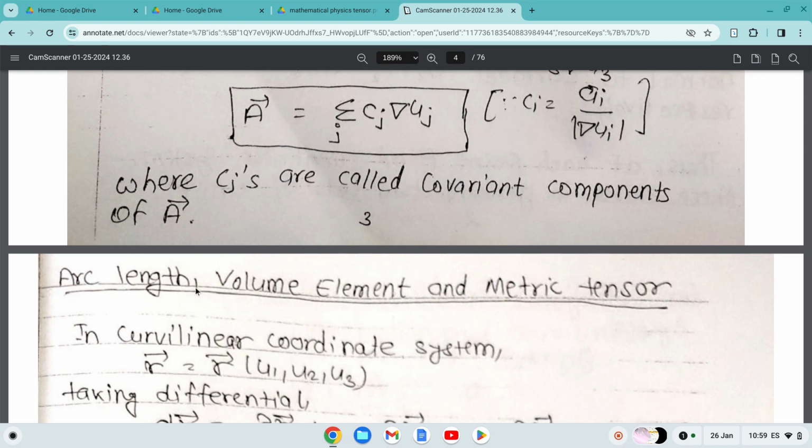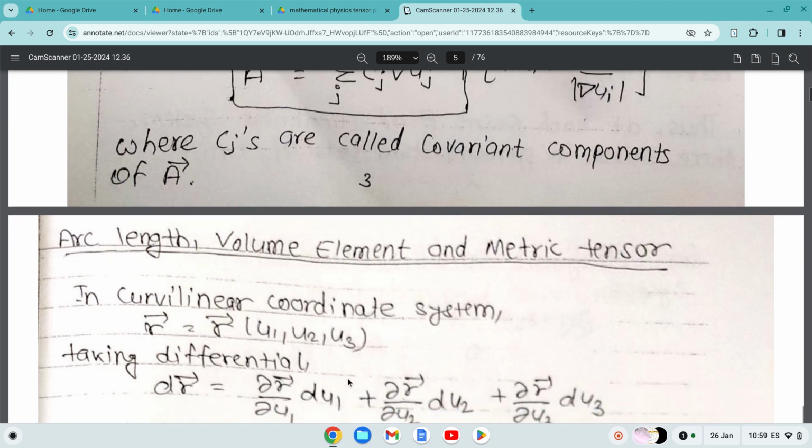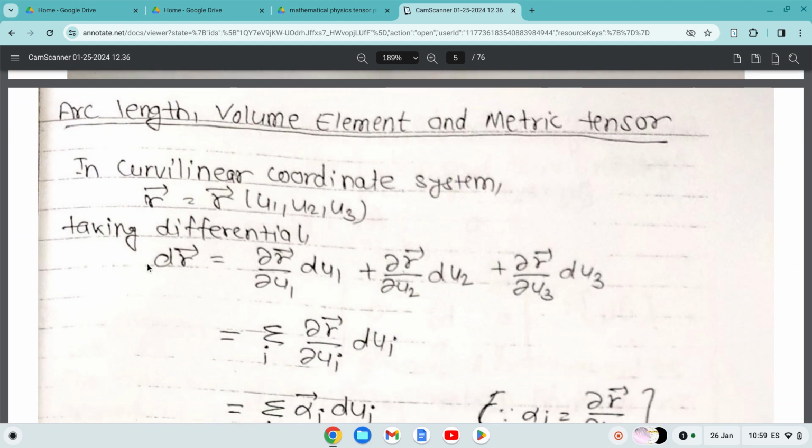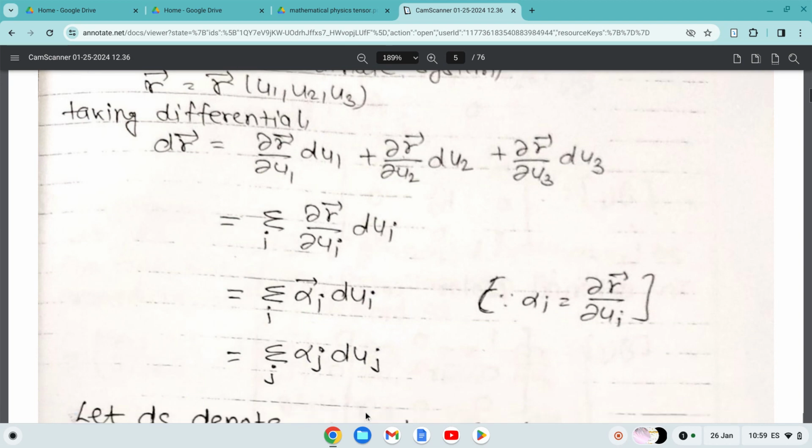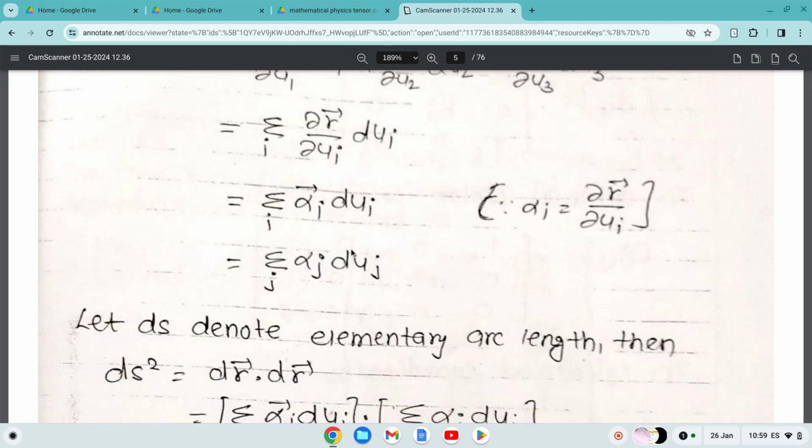All right. And arc length, what would be the length of that arc? And volume element and metric tensor, what are they? We are going to calculate it again in the curvilinear coordinate system. You can see r is r1, this is the position vector. u1, u2, and u3, these three are the system you are going to observe. And if you take the partial differentiation of this vector with respect to u1, you could get it this way. You have done the same in your equation 3 as well.